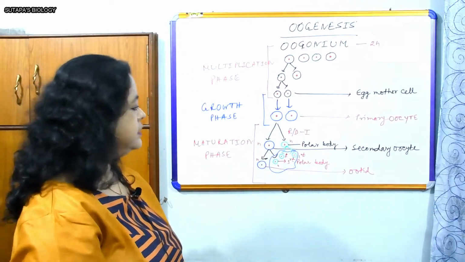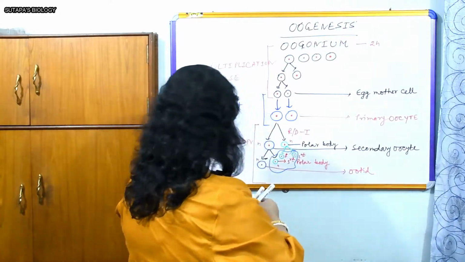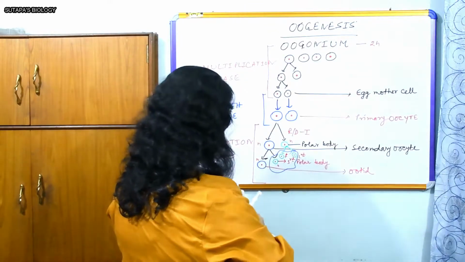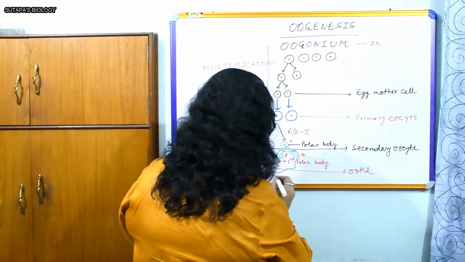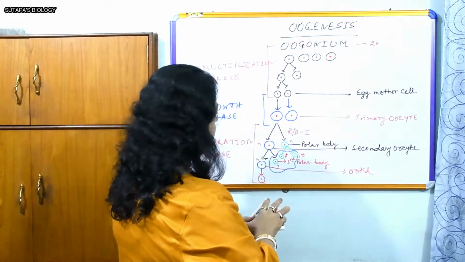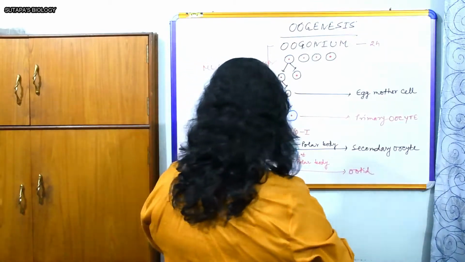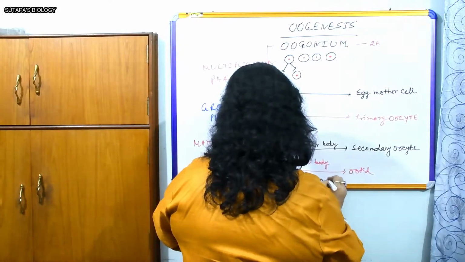Now, another thing very important to tell you, before that I am telling that this is forming the ovum or egg. The final product of this is egg or ovum, which will be fertilized by the sperm to form the embryo. And this is the zygote and then embryo. So this is ovum or egg.